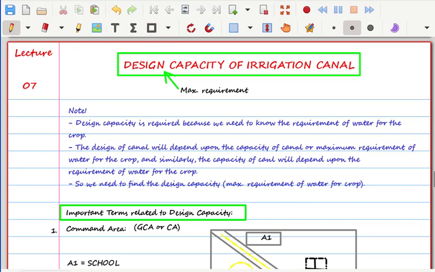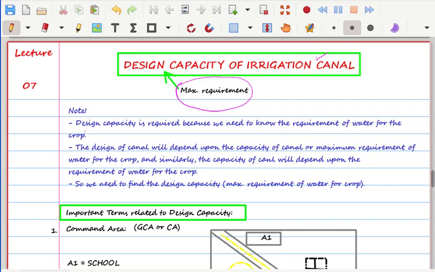What is design capacity? Okay. As we know, the word capacity means maximum, right? Capacity means maximum requirement of anything is known as the capacity. So here we are discussing the irrigation canals, right? So the maximum requirement of water to be flown through the irrigation canal, on the basis of which we actually design our canal, is known as design capacity.